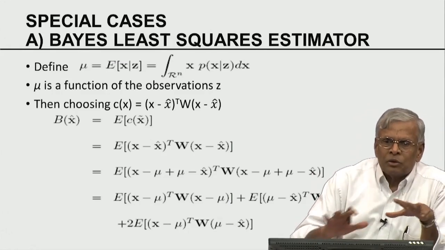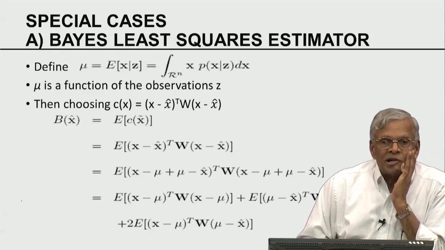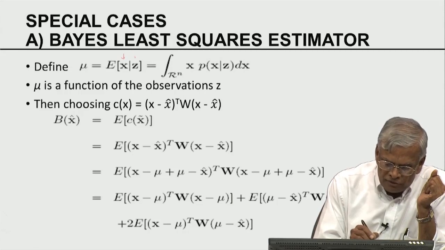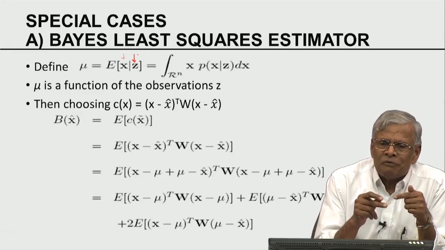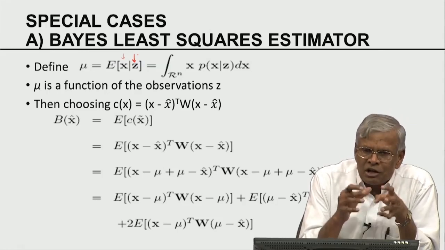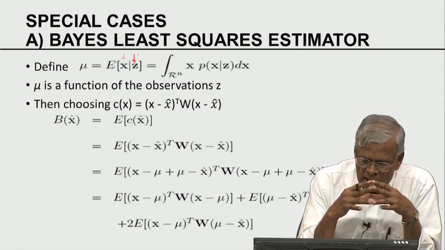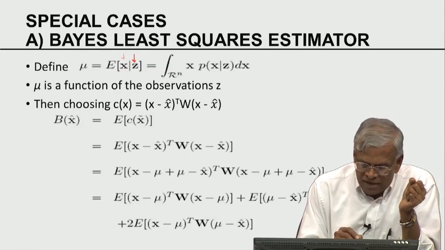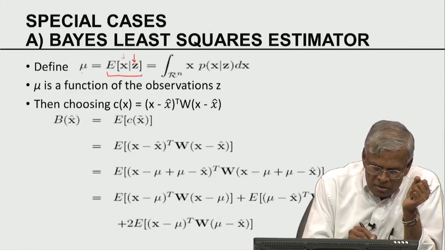So all the notations and concepts carry over. I am now going to define some new quantities. X is the unknown, z is given to us. From the previous slide, we are now interested in analyzing the problem conditioned on the given set of observation, because that is the basis for the estimation techniques. So given z, I am going to talk about the conditional expectation of x given z. That is an important quantity. I am going to denote that quantity by mu.